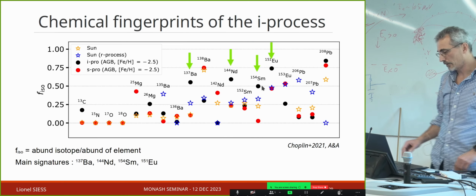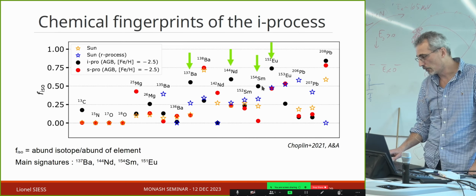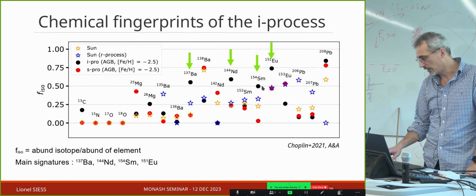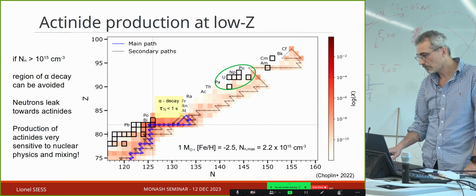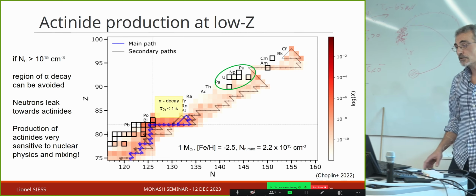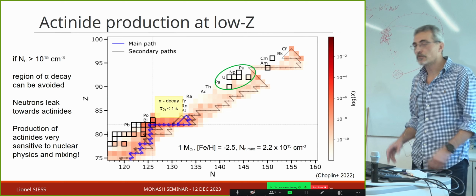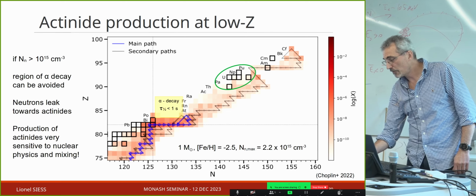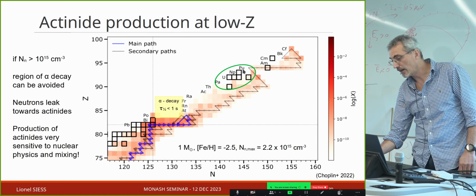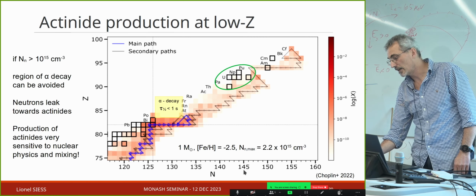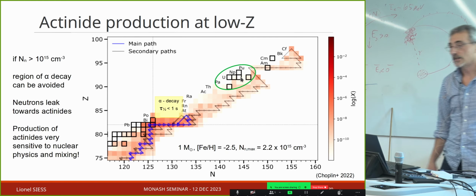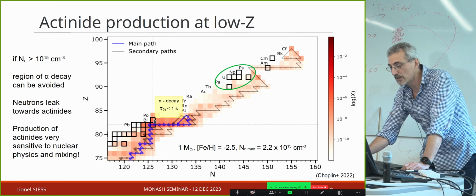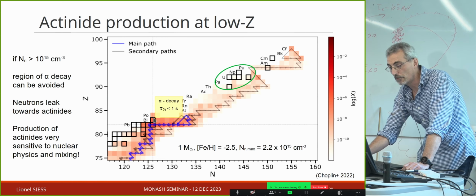We've got also other elements. So we looked for all the possible candidates that could identify the I process. Something interesting that we looked at is the production of these actinides. So actinides are these elements that you can see here, with very high Z and neutron densities. And usually the S process cannot produce those elements. The S process typically stops at bismuth here.